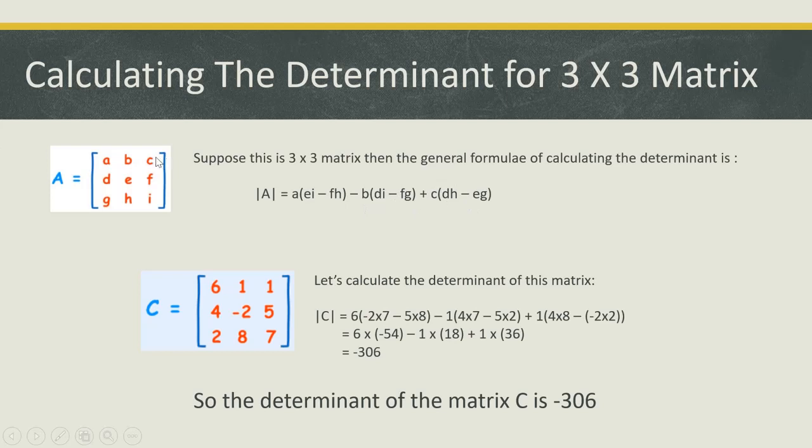And similarly for the third, C, we forget the third column and the first row, and we take this 2 by 2 matrix, which is DH minus EG. We find the determinant, perform all the arithmetic operations, and we get the determinant. So this has been explained with an example.